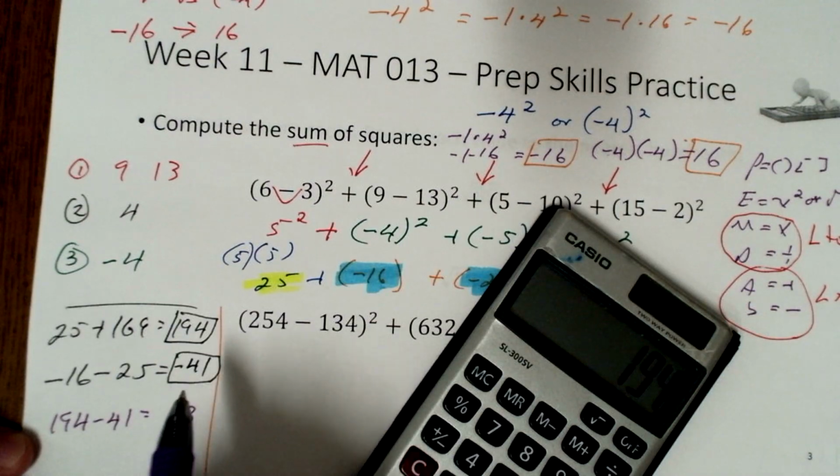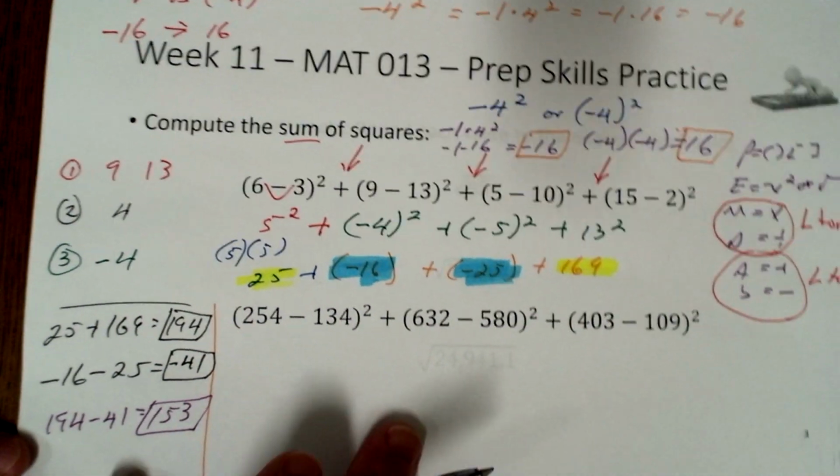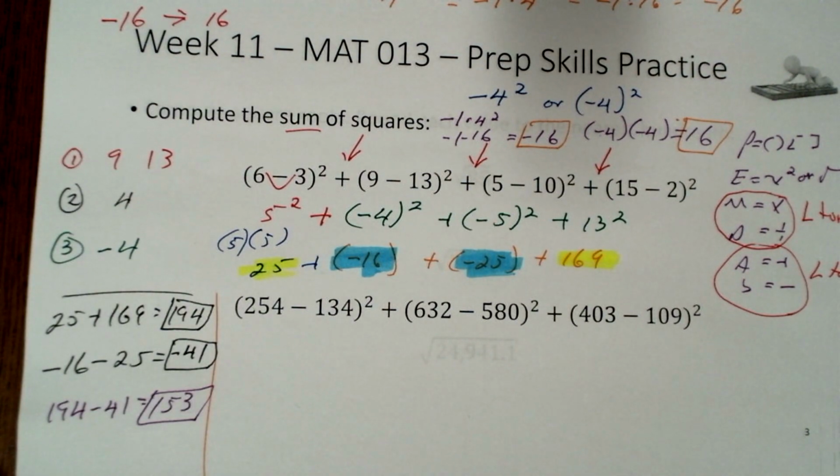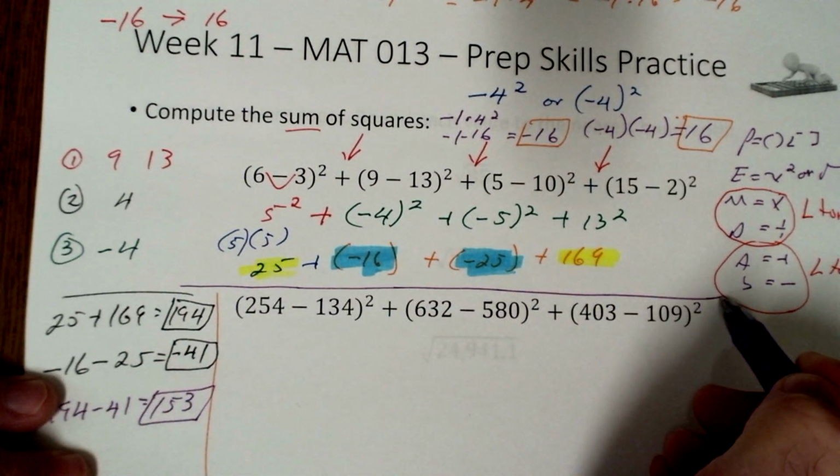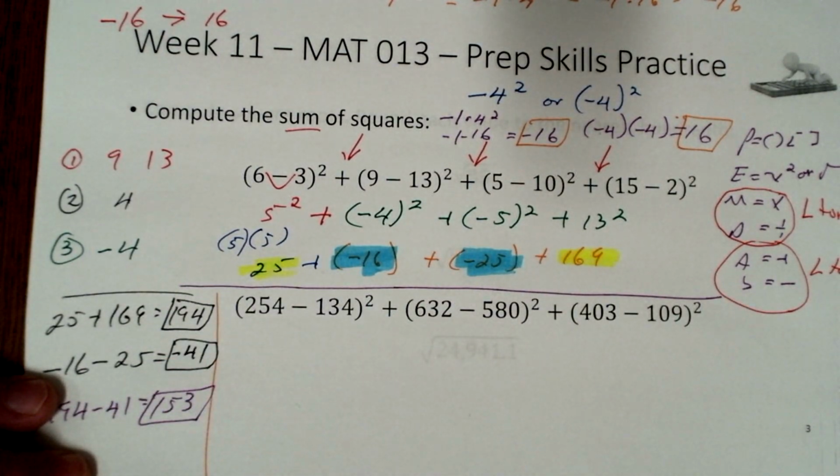4 minus 1 is 3. 9 minus 4 is 5. So the solution to the sum of squares for that would be 153. Okay? All right, now let's do the other problem. A lot of stuff just to do this, but it's an interesting concept. Your 155 instructor will go into more detail on this.